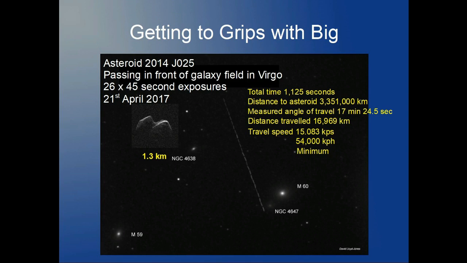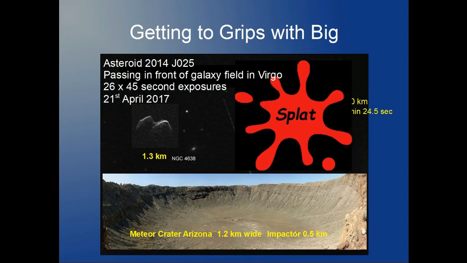Now consider if you were in the path of an object 1.3 kilometers in size, hurtling towards you at a minimum of 54,000 kilometers per hour. I guess that you'd probably have a really bad day. Consider the famous meteor crater in Arizona. It's 1.2 kilometers wide, so it's just a bit smaller than our asteroid.